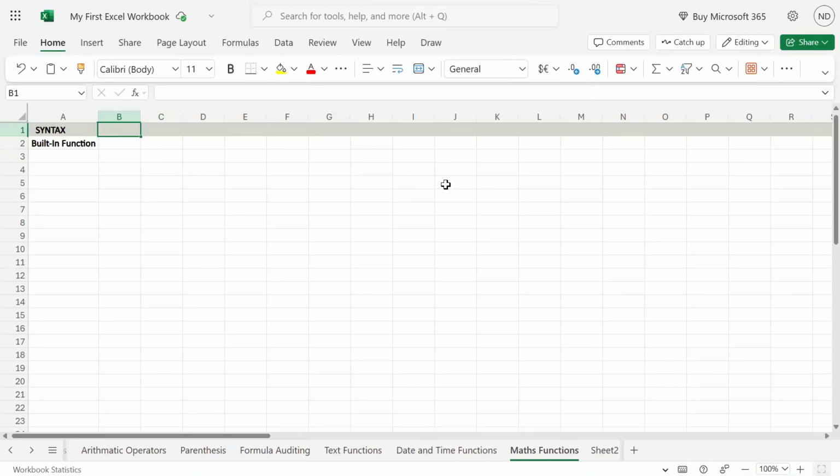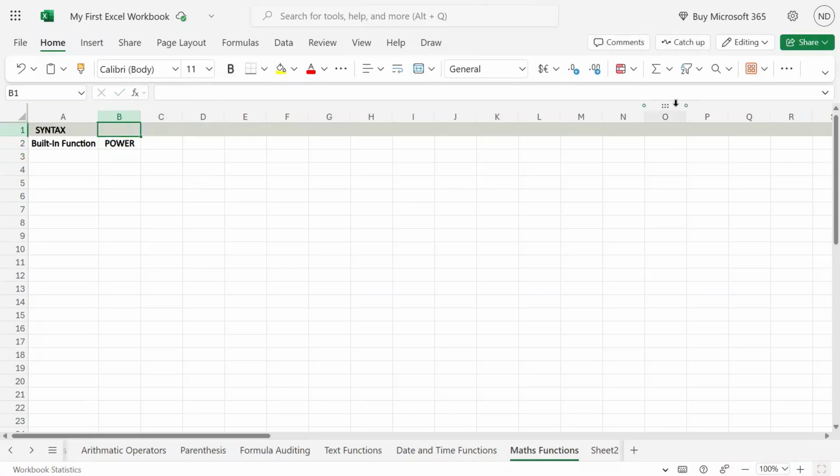Hey guys, from today onwards, we'll start with the math functions. There are a few math functions which we need to understand when using Excel, and these are quick functions. The function that we start with today is the power function.